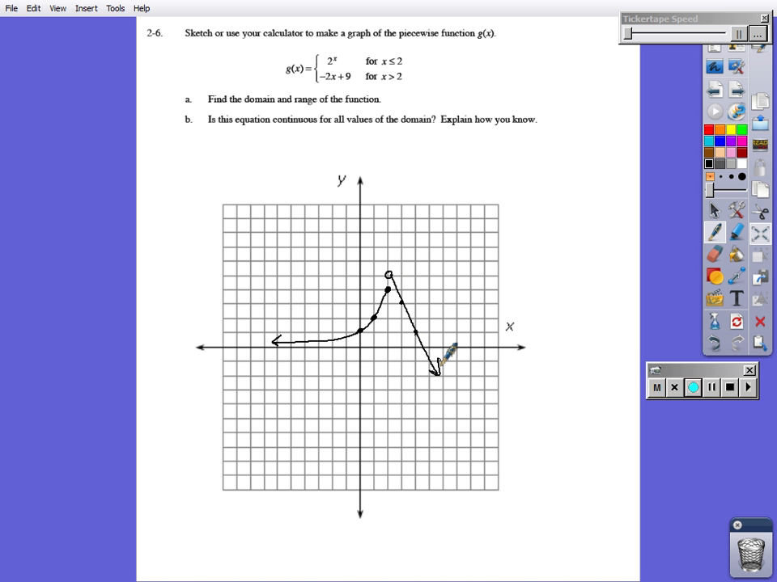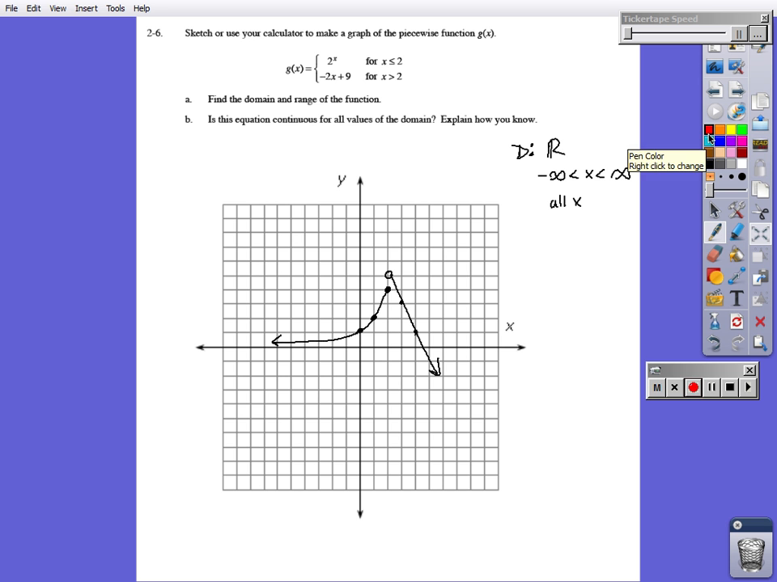Find the domain and range of the function. Well, domain is all real numbers. You could also say the domain is negative infinity to infinity. Okay, all x, I guess. You can see it written. Okay, because there is no break left to right in that function.